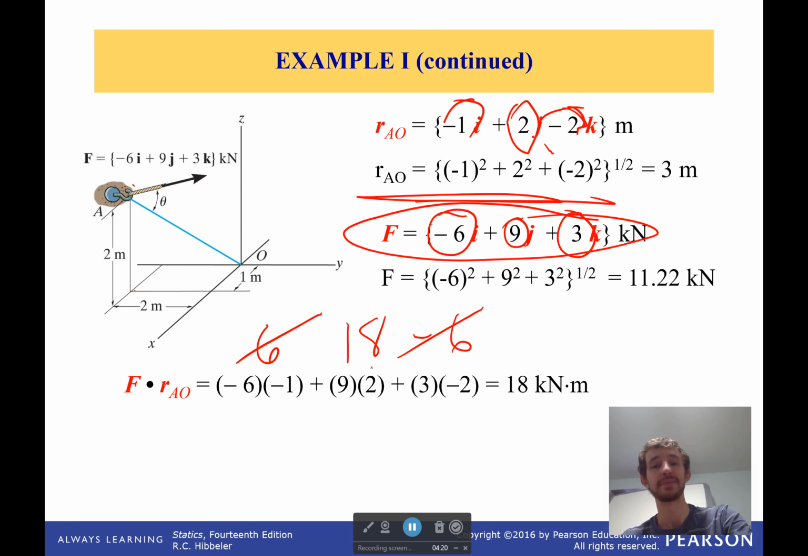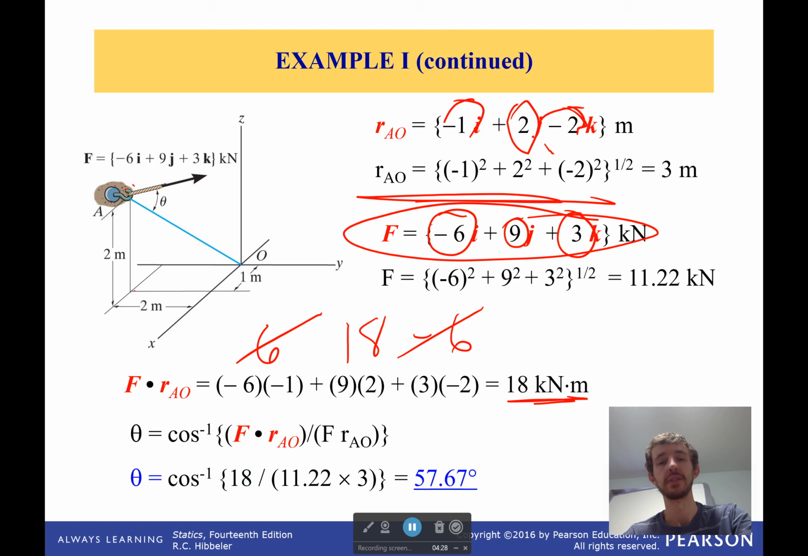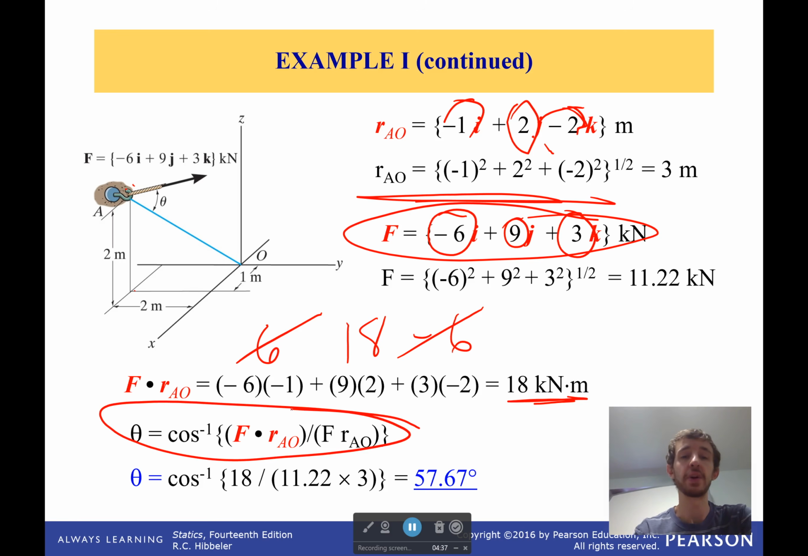It's just 18. Be very careful with your units. They actually do matter. Most times, most problems, there's not really anything that's going to be tripping you up, but still, units are important. Okay, and then from this, we have everything we need to figure out what the angle is. So we plug all of this into our calculator.